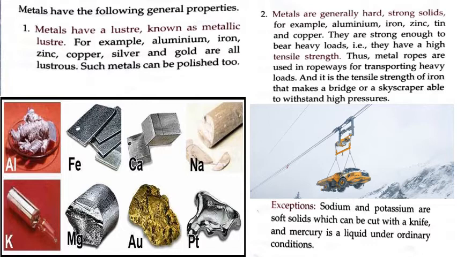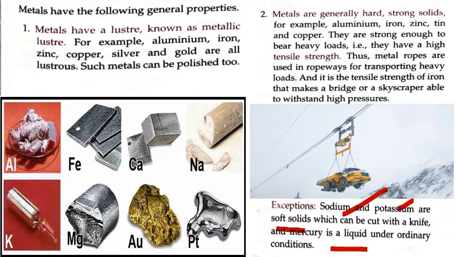मतलब there are metals which are not very hard or very strong. These are sodium and potassium. These are soft solids which can be cut with a knife, and mercury is a liquid under ordinary conditions. So sodium and potassium are very soft. They can be cut with a knife. So they don't have a high tensile strength. They are not hard. Okay.